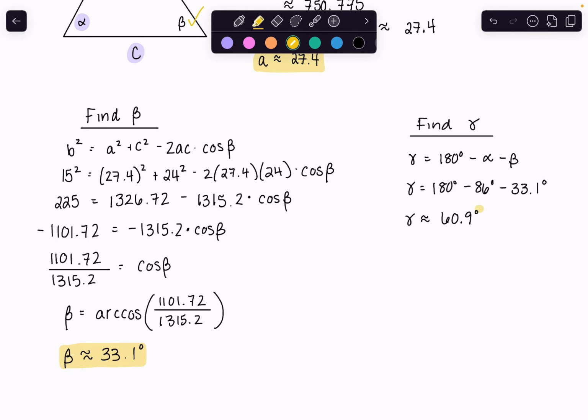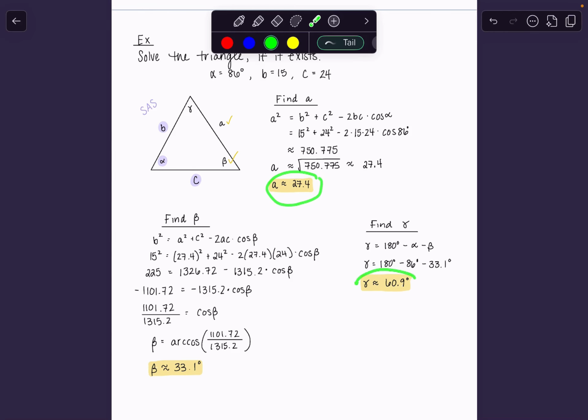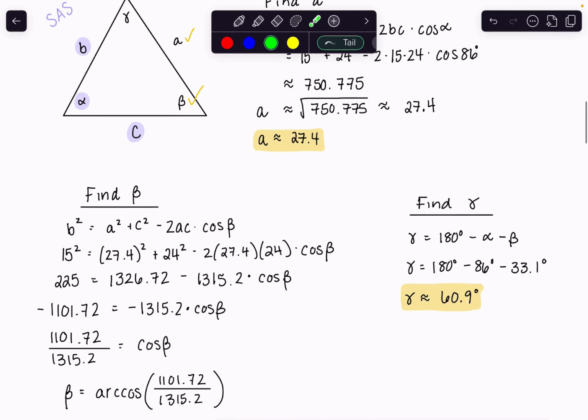Okay. And again, this makes sense for our triangle because if you go back and look, we've got alpha as the biggest angle. So A should be the biggest side, but gamma is pretty close. So A and C are pretty close in size. Beta is the smallest angle, so B is the smallest side. Okay, so that is everything that we have or need to find.